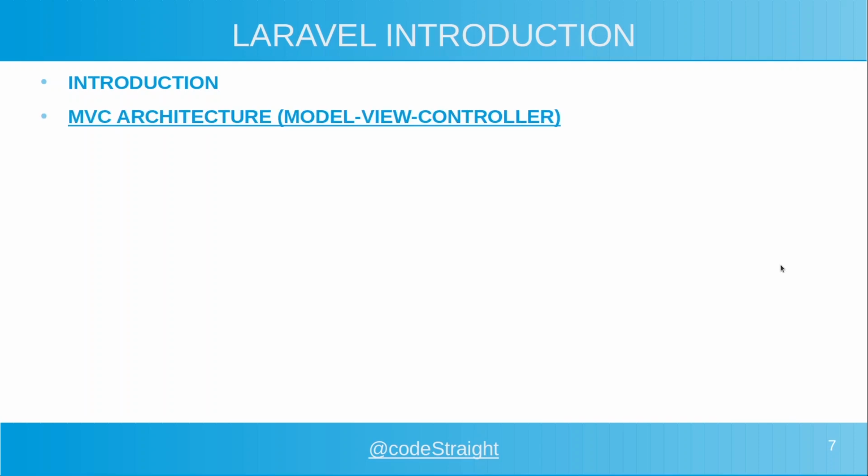Now we are going to move on to MVC architecture. Laravel follows the MVC architecture, which organizes your code into three main layers. Model handles data and interacts with the database. Views display information to the user, usually HTML with blade templates in Laravel. And finally, controllers connect the model and view by handling requests, applying logic, and sending data to the right place.